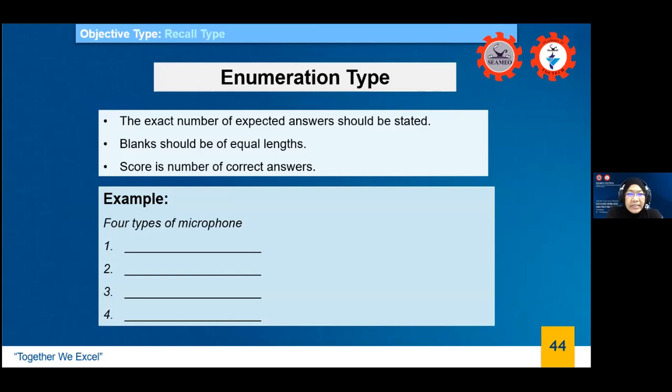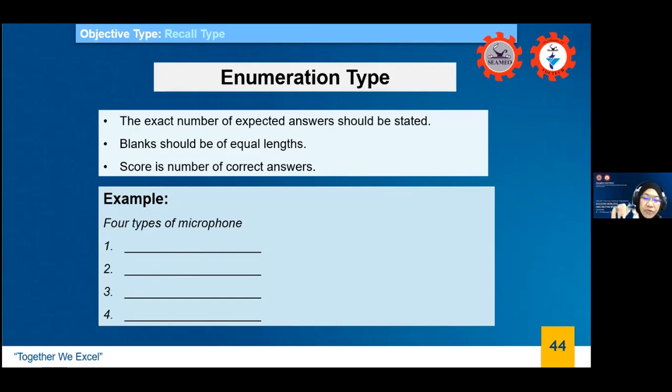Now, listing type or enumeration type. Make sure that the exact number of expected answers is stated. Blanks should be of equal length. Score is the number of correct answers. Okay, now if you say four types of microphones, so therefore 1, 2, 3, 4, all correct, then that means there are 4 scores here. It cannot be they gave you 4 answers and you will only give 1 mark. Wrong. 4 answers require 4 marks.